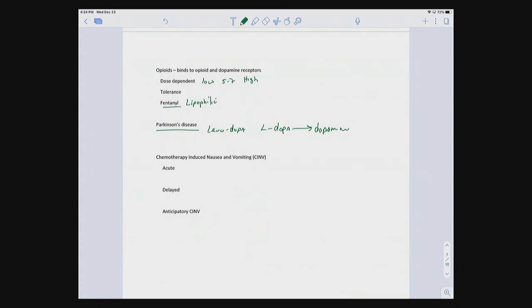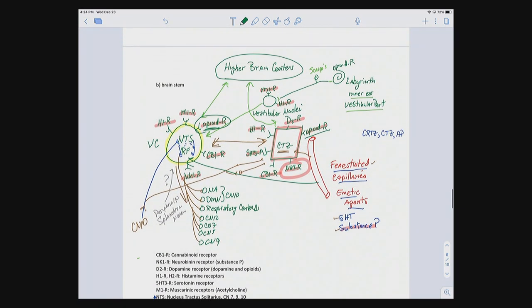Well, the problem, though, is when they're given L-dopa, which gets converted to dopamine, or if they're given any other dopamine agonist. In other words, an agonist is a molecule that acts like dopamine when it binds to dopaminergic or dopamine receptors. That creates a problem for those patients. So look back up here. So what do we have here? We have D2 receptors. So what's happening here is that elevated levels of dopamine or an agonist for dopamine possibly bind to D2 receptors in the trigger zone, and that in turn causes nausea and vomiting.